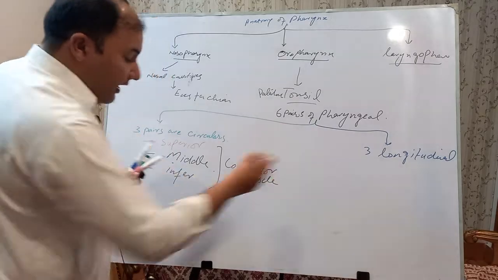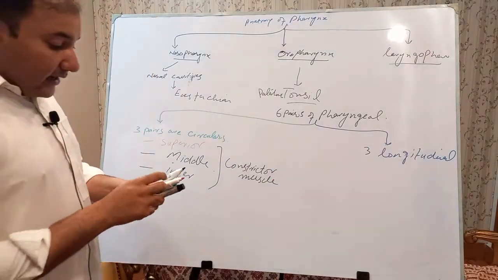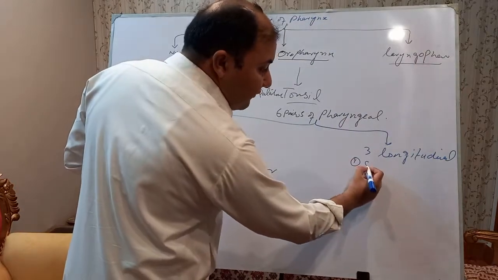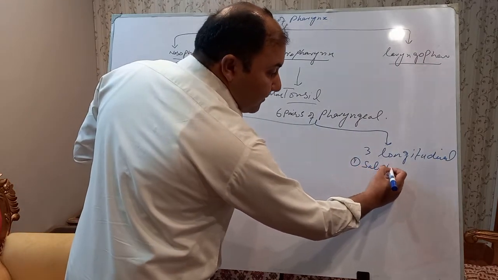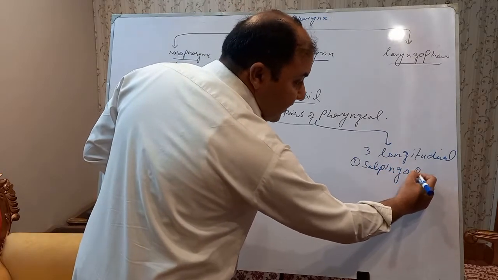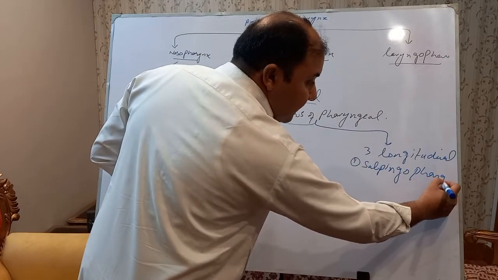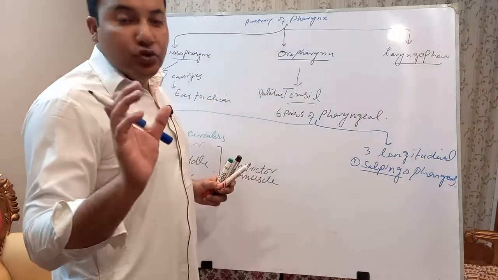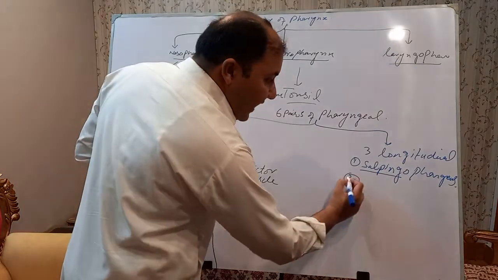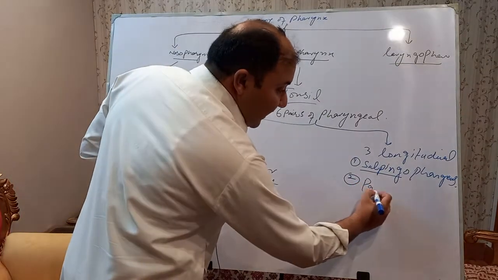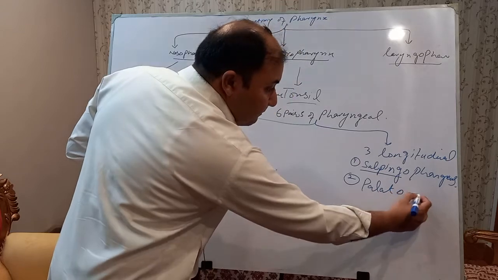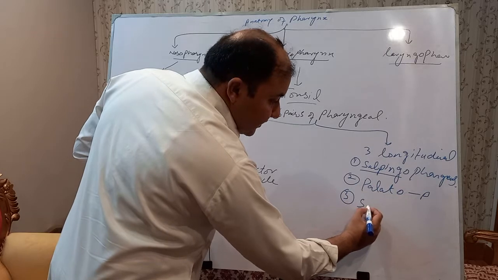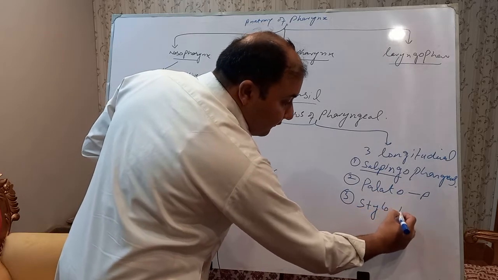Now we have the longitudinal muscles. In the longitudinal muscles, first of all we have the salpingopharyngeus muscle. Salpingo means tube-like. Number two, we have the palatopharyngeus muscle. Number three is the stylopharyngeus muscle.